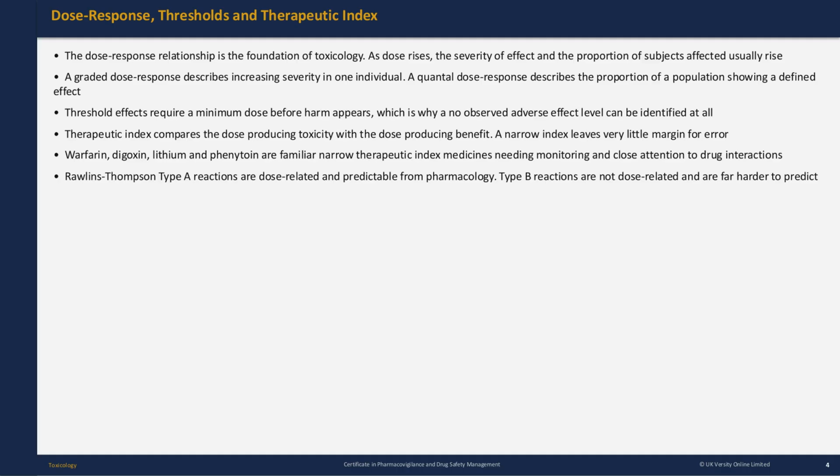Threshold effects require a minimum dose before harm appears, which is why a no observed adverse effect level can be identified at all. Therapeutic index compares the dose producing toxicity with the dose producing benefit. A narrow index leaves very little margin for error.